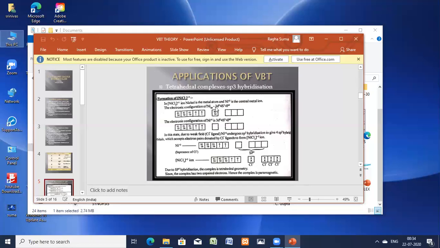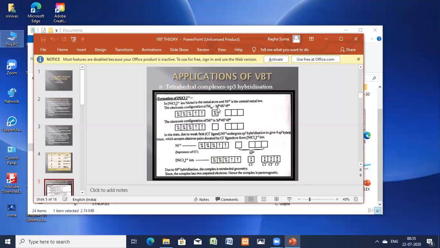I have 1s2, 28, you know it is 28. So 1s2, 2s2, 2p6, 3s2, 3p6. Total how many? 18 electrons. Nothing but argon configuration. So previously I have explained here 28. 18 will be there. Argon configuration: 1s2, 2s2, 2p6, 3s2, 3p6. Argon configuration, then inert gas configuration.